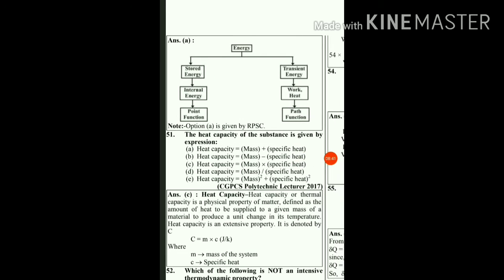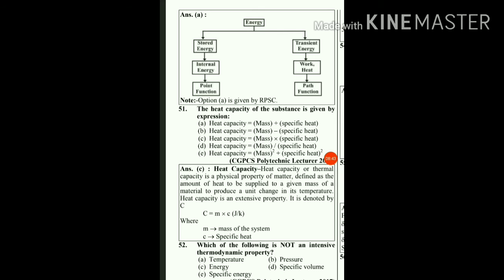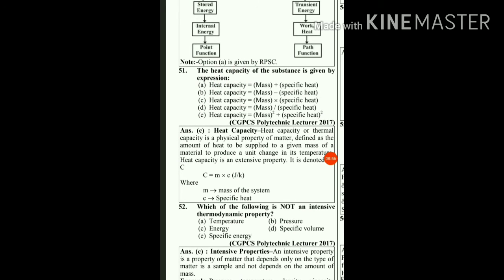The next question: heat capacity of a substance is given by what? Heat capacity of a substance is given by m into specific heat, that is mass into specific heat. So option C will be the right one.